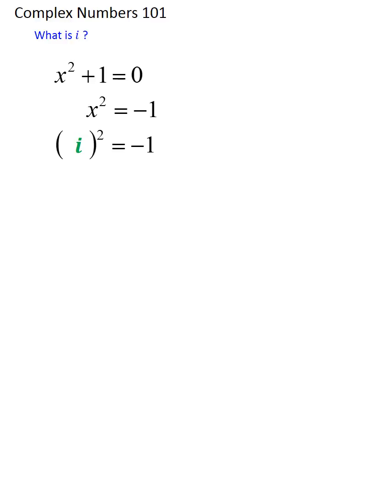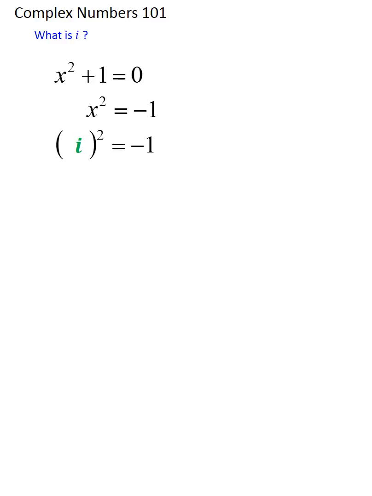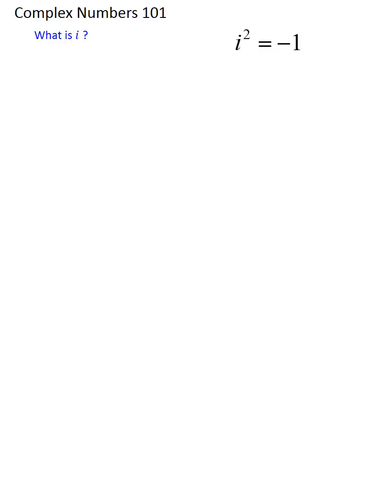Now this seems very strange, and it was very controversial at the time. Some mathematicians, such as Gauss, Descartes, Euler, and many others, played a role in ultimately having mathematicians accept that there was this number i, that when we squared it, the result was -1. Well, what good is such a creation?